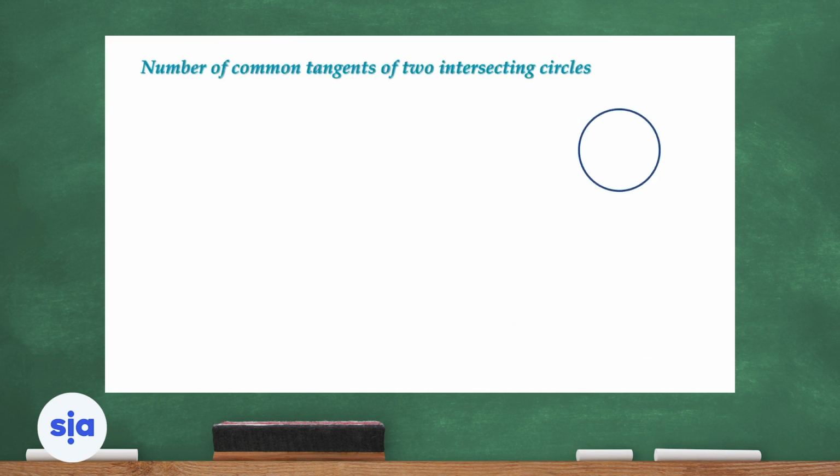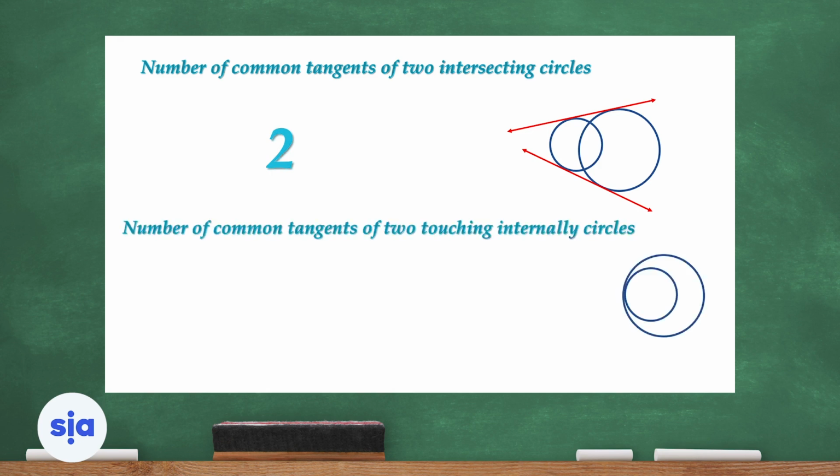What if the two circles are intersecting together? How many common tangents can we draw? Here's one common tangent. Here's another common tangent. Is there any more? Good job. There isn't any more. There are only 2 common tangents that can be drawn if the two circles are intersecting together. What if the two circles are touching internally? Yes, excellent. As you said, there's only 1 common tangent that can be drawn between the two circles.